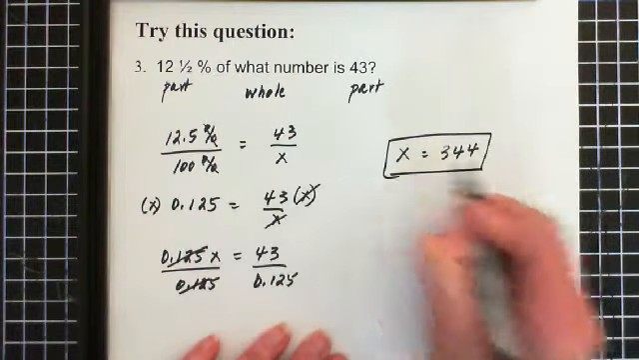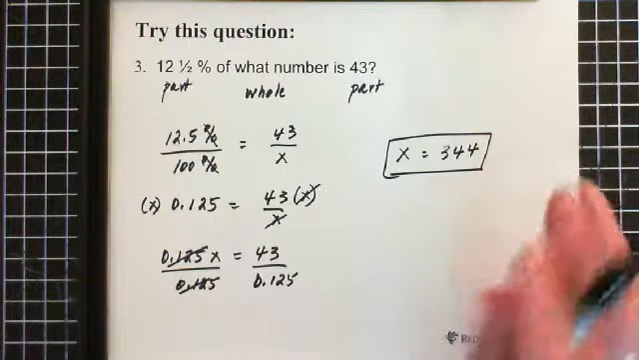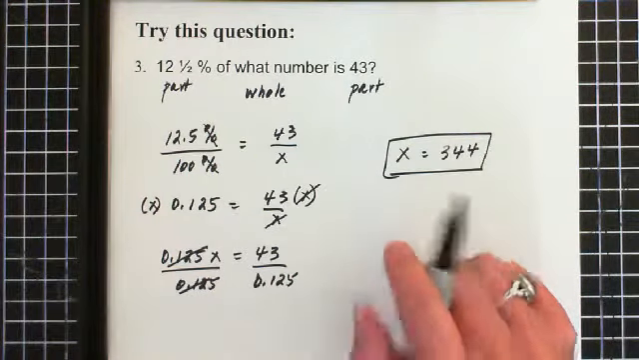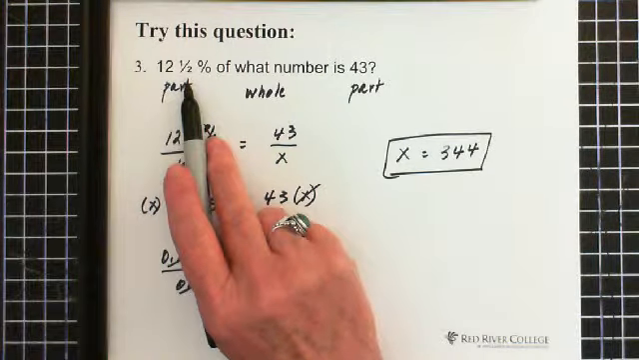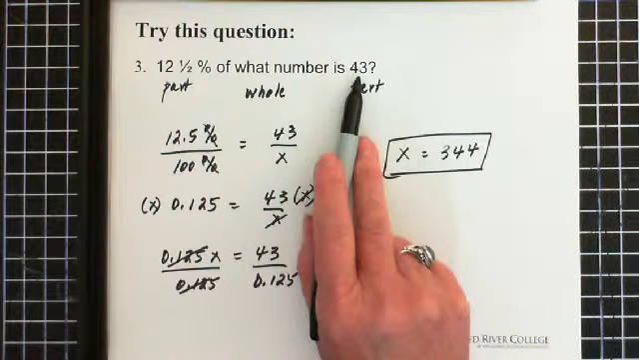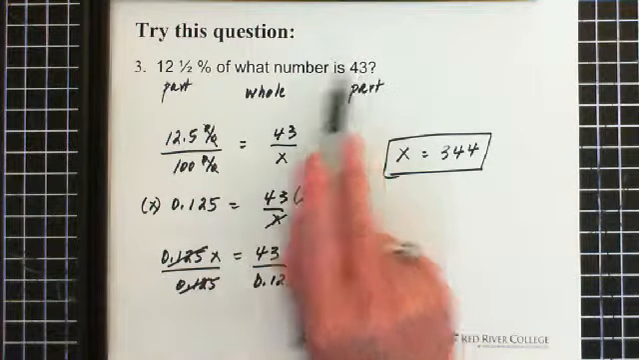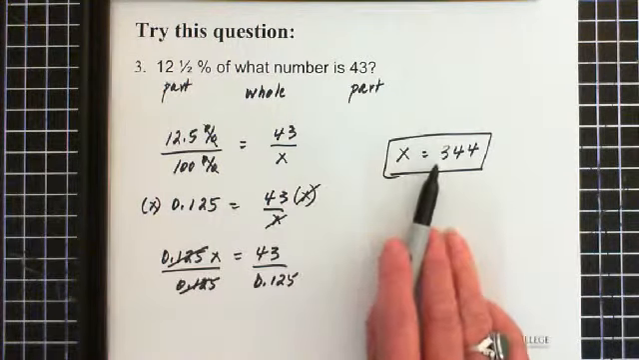Okay. And we ask ourselves, is that a reasonable answer? It's always a good idea just to check, is that a reasonable answer? 12.5%. It's fairly small, and it's out of 100, and the 12.5% is connected to the 43. So that's the part, and it's 12.5 out of 100, so it's reasonable that it's a large number.